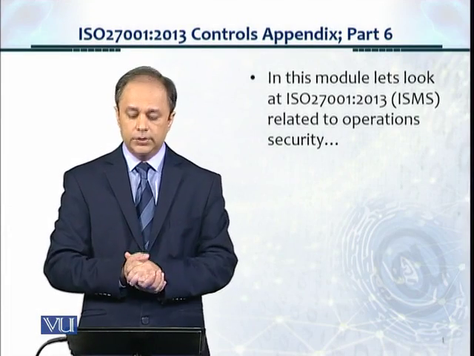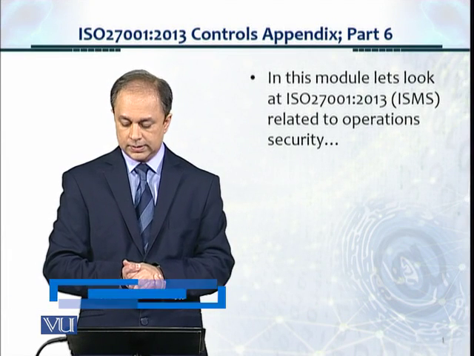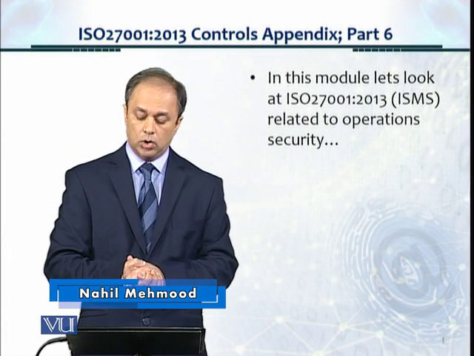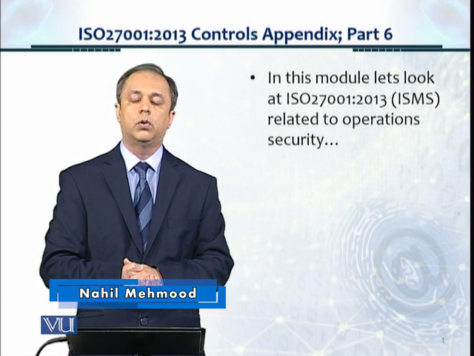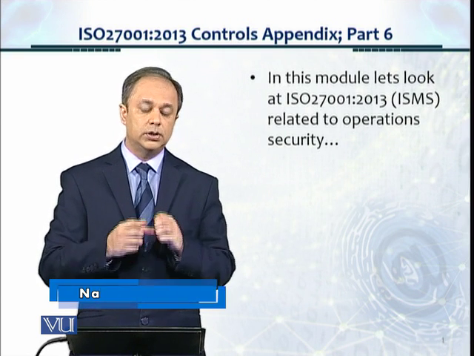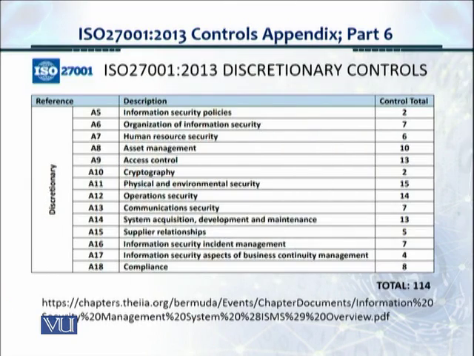Welcome. Now in this module, we'll take a look at Controls Appendix Part 6, and we're going to take a look at Operations Security. Operations Security is a very important and critical part, and it has some very important controls, which we'll see in this module. Operations Security is A12, and it has about 14 controls, also one of the larger groups of controls.